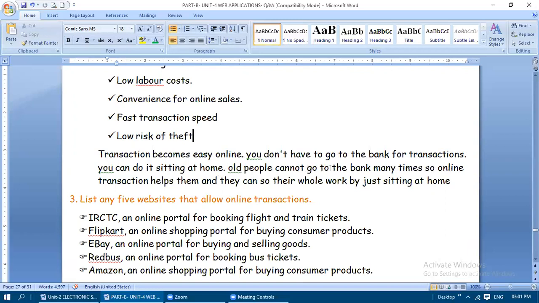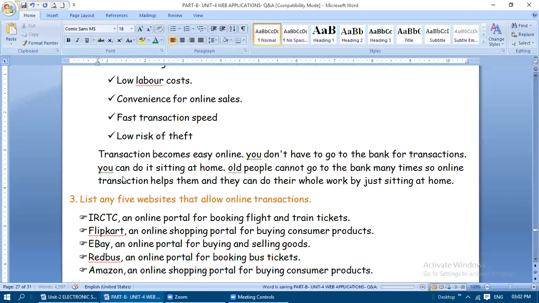Working people cannot go to the bank many times, so online transaction helps them, and they can do their entire work just by sitting at home itself. So this is the advantage, or purpose, of online transactions.